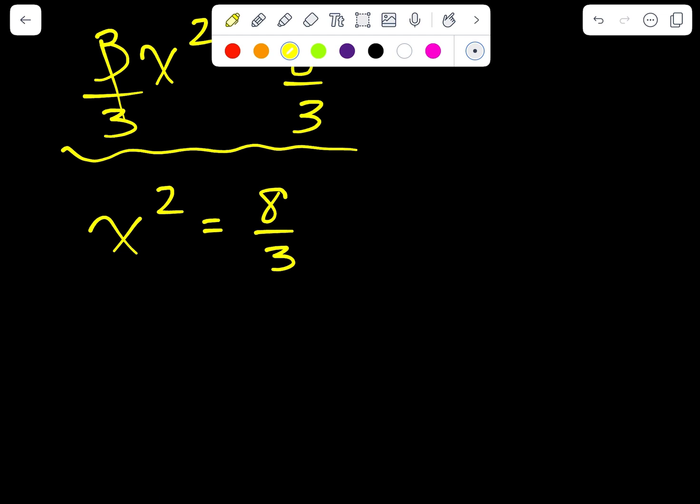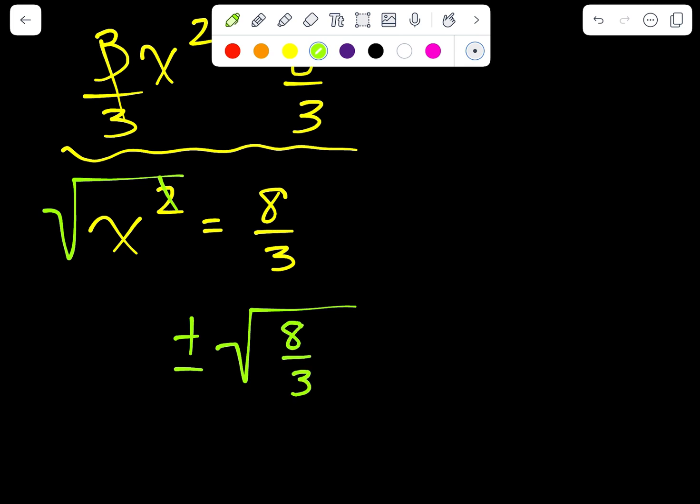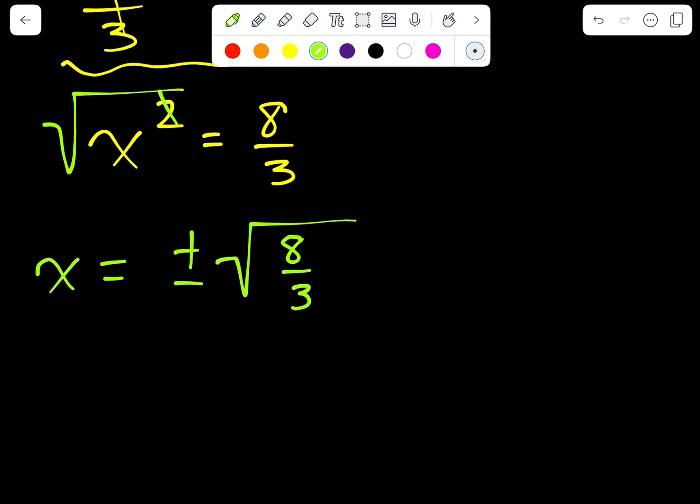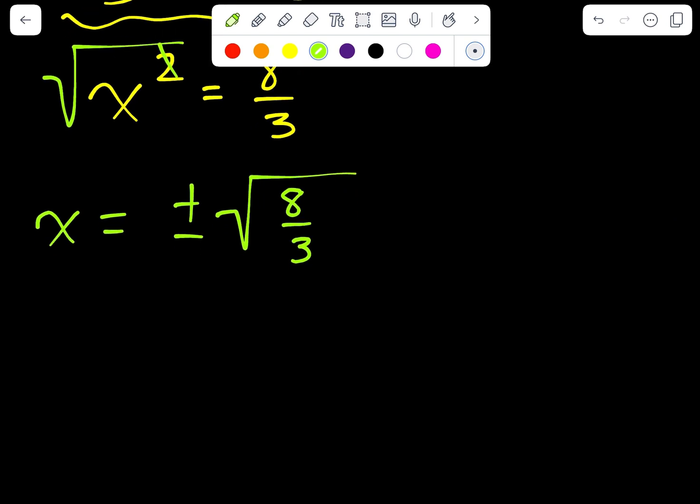We need to get x by itself. The opposite of squaring is to take the square root. So if I take the square root, it gets rid of the 2. But when I take the square root, I need to do plus or minus the square root of 8 divided by 3. That tells me I'm going to have two answers. I'm going to have a positive square root of 8 divided by 3 and a negative square root of 8 divided by 3. I want to use the calculator here to get some kind of estimation of what the decimal value is of the square root of 8 divided by 3. Let's do that.